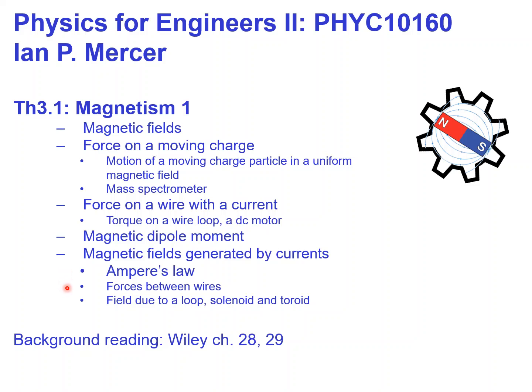We're then going to talk about forces between wires that result from understanding the field generated by each of them, and then the field due to different shapes of wires that you can arrange, like loop, solenoid, and a toroid. Good to have a look through Wiley chapters 28 and 29, and it's important to have the course notes for theme 3.1 open whilst you're listening to this lecture, and that you're annotating on that.